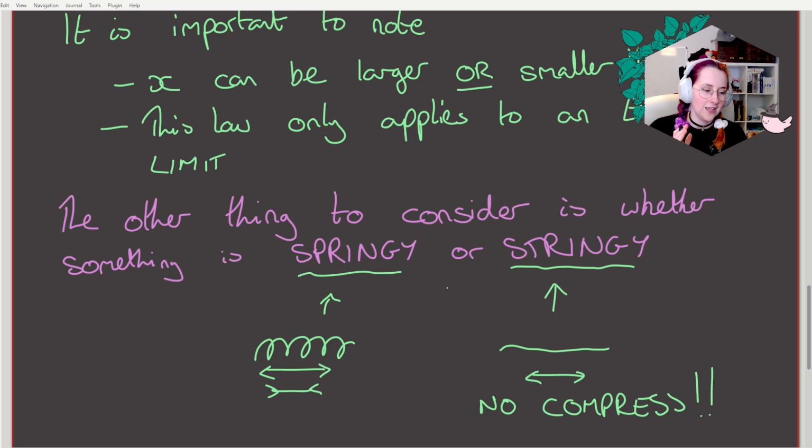So if you were to be sitting in an exam or setting questions or doing any modeling with this, and you knew something had some elastic potential and you wanted to model it, you have to consider, is it also compressible? Is it possible for the thing to be compressed? Because that's going to change the underlying assumptions that you make on the system.